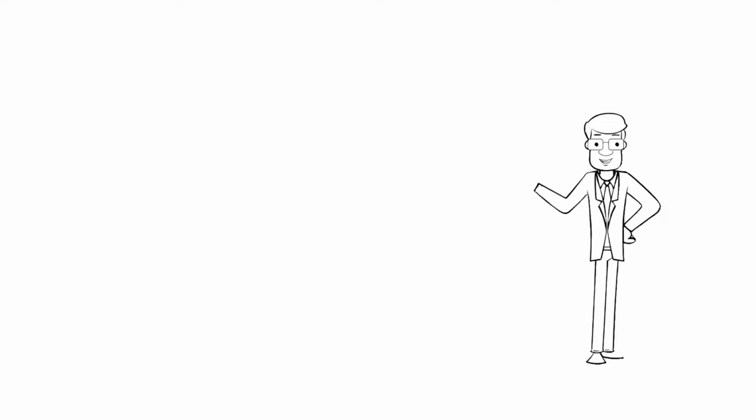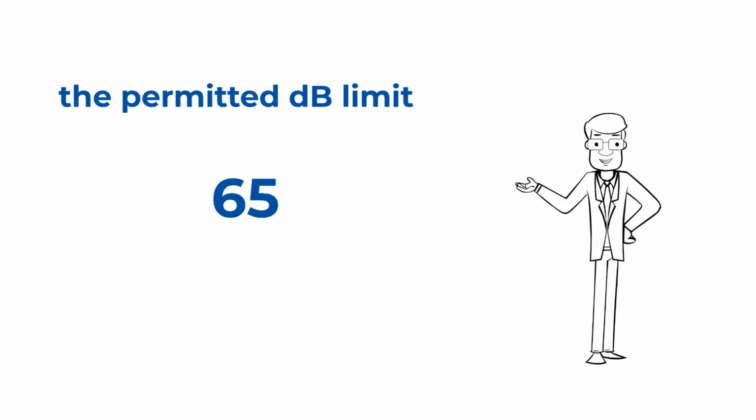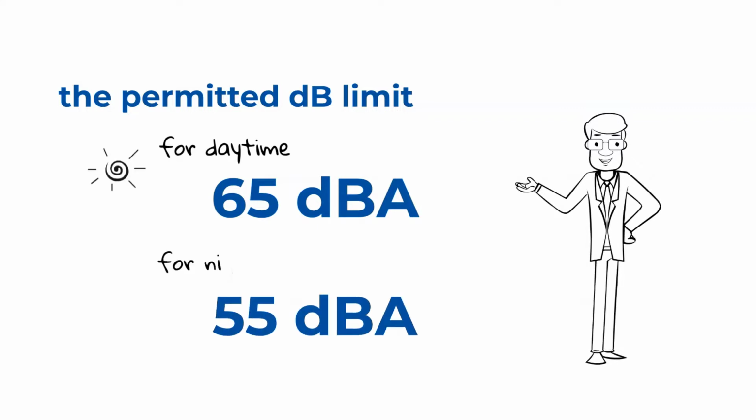Depending on local regulations, the dB limits permitted for environmental noise may differ. Typically, for daytime, the permitted dB level is 65 dBA, and for nighttime noise levels, it is 55 dBA.